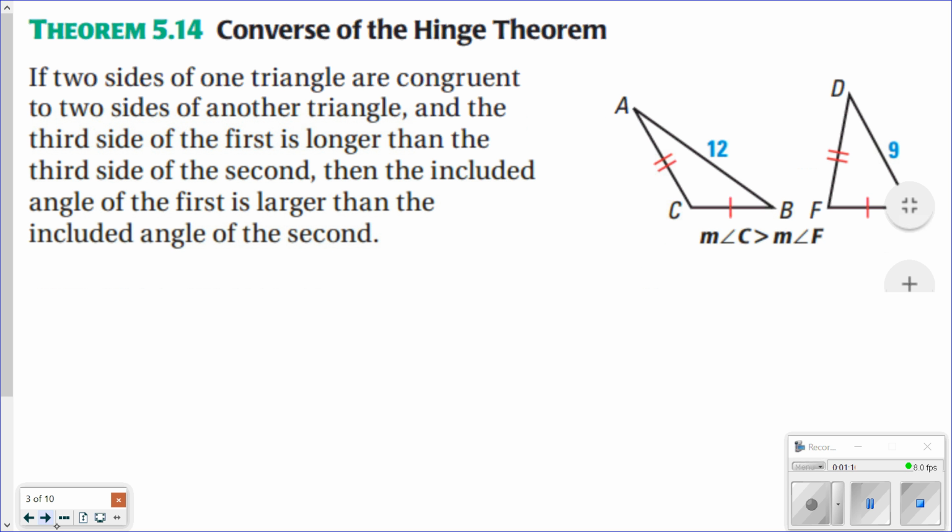Now there's also a converse of the hinge theorem. If two sides of one triangle are congruent to two sides of another triangle, and the third side of the first is longer than the third side of the second, then the included angle of the first is larger than the included angle of the second. So now we're just talking about side lengths. If I know that this segment is congruent to this segment, I notice that my third sides are not congruent. I have 12 and 9. That means that angle C is larger than angle F because AB is greater than DE.